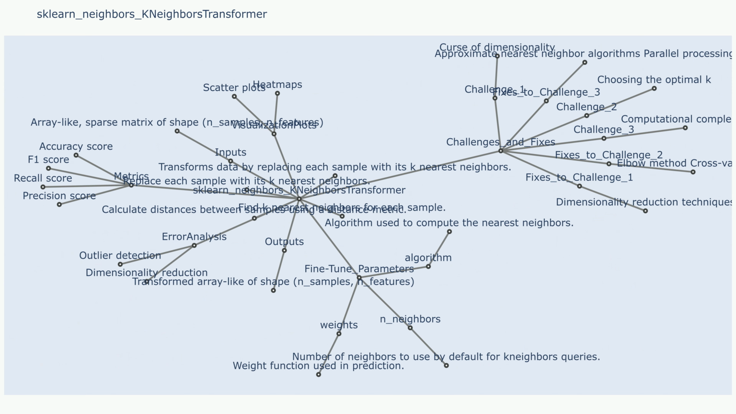Fixes. Oversampling: increase the number of data points in the minority class using techniques like SMOTE. Undersampling: reduce the number of data points in the majority class using techniques like random undersampling or Tomek links. Weighted KNN: use weighted KNN methods that give more weight to neighbors from the minority class.